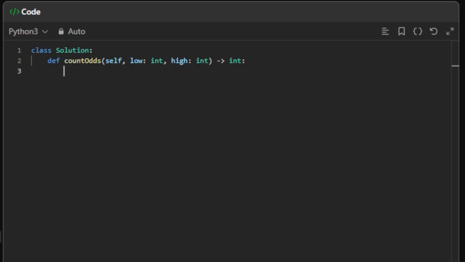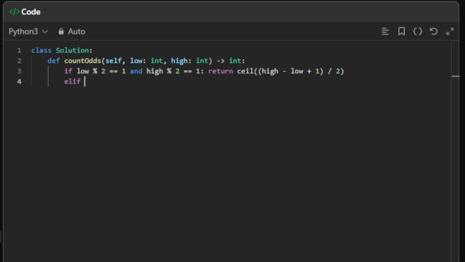We have three possible scenarios here. If low modulo 2 is 1 and high modulo 2 is also 1, meaning if both numbers are odd, here we return the total amount of elements, high minus low plus 1, and this divided by 2. And we need to round up the result, so here we use the word ceil.